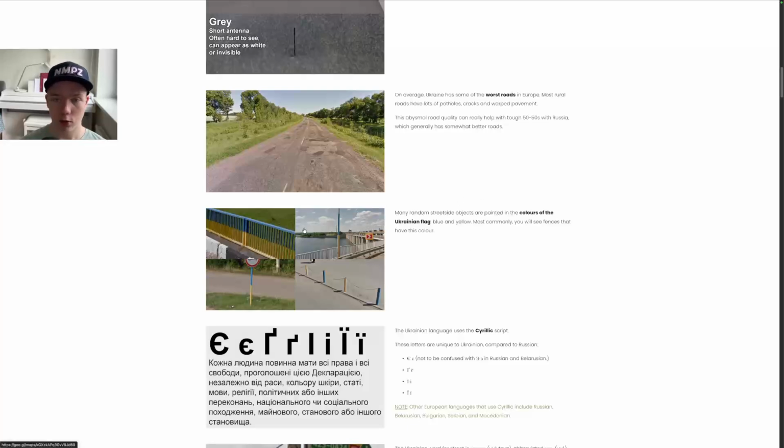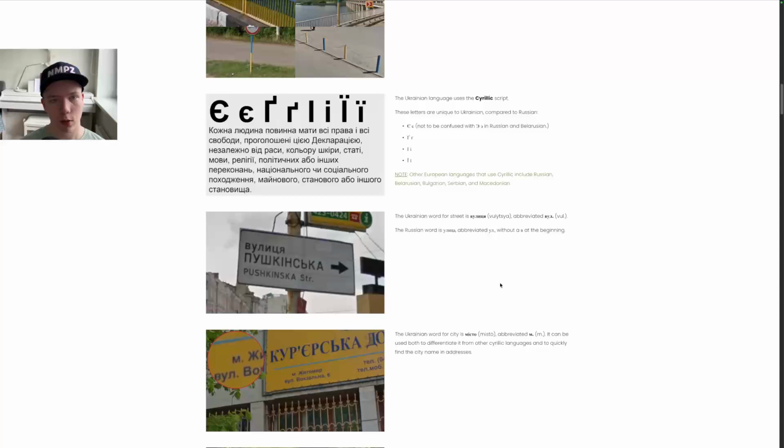Also, it's really interesting that a lot of different things here, roadside objects, can be painted the colors of the Ukrainian flag. That's, I would say, quite a cool thing here. So these are the unique letters.